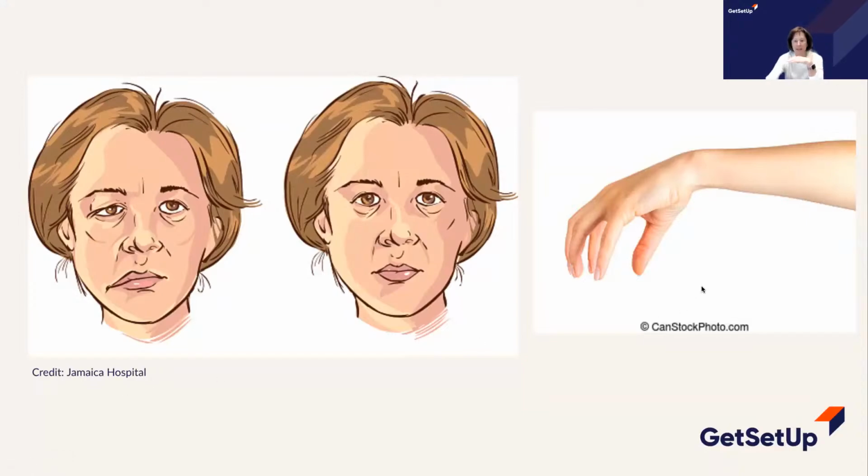And then of course, the hand and the arm drooping, the arm weakness, is identified by a dropped wrist. Okay, classic signs. About 75 to 80% of the time, you will see this happen. Classic signs of a stroke.